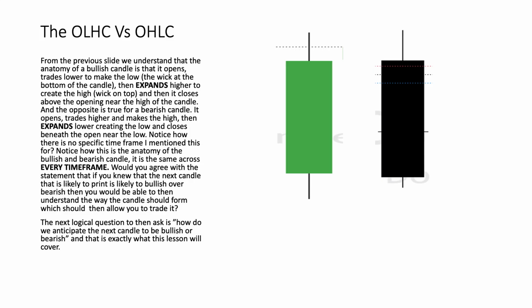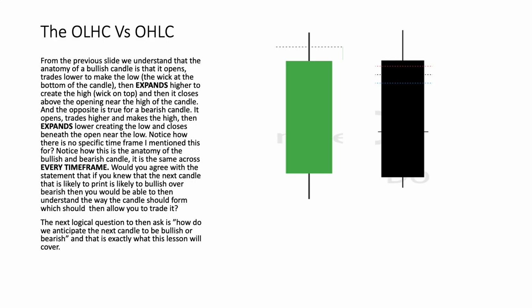So from the previous slide, we understand that the anatomy of a bullish candle is that it opens, trades lower to make the low, which is the wick at the bottom of the candle. Look at the green candle, right? Then it expands higher to create the high, which is the wick on the top, and then it closes above the opening near the high of the candle. And the opposite is true for a bearish candle. It opens, trades higher, makes the high, then expands lower, creating the low, and closes beneath the open near the low of the candle.